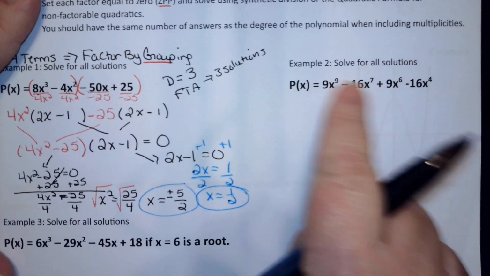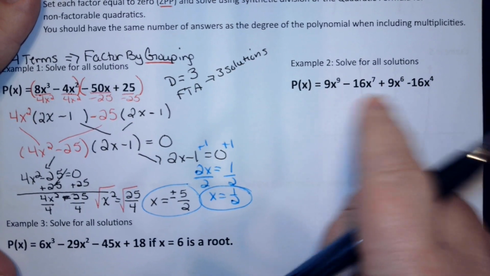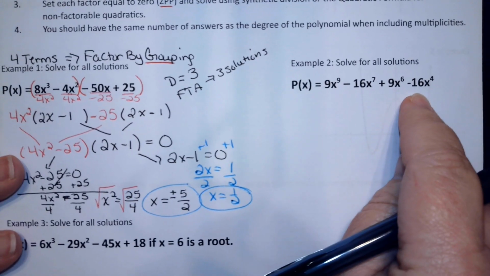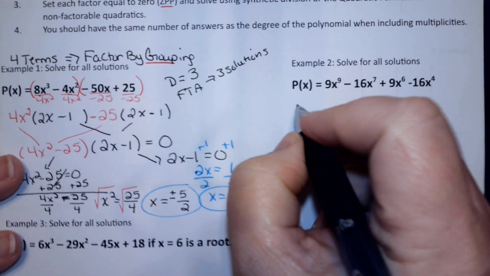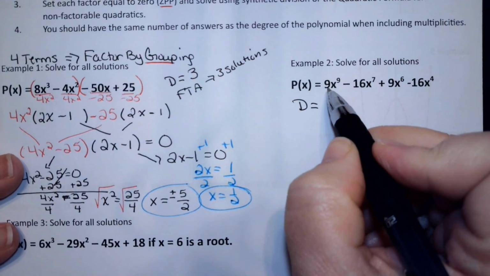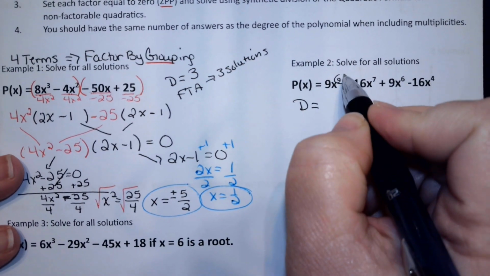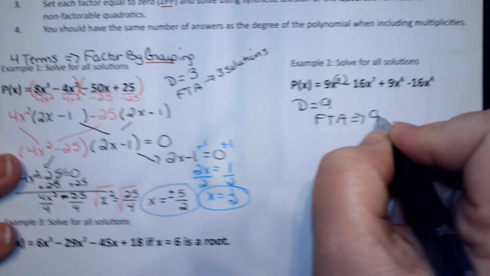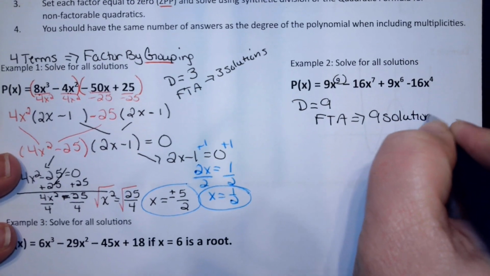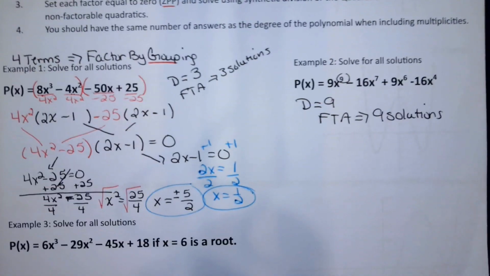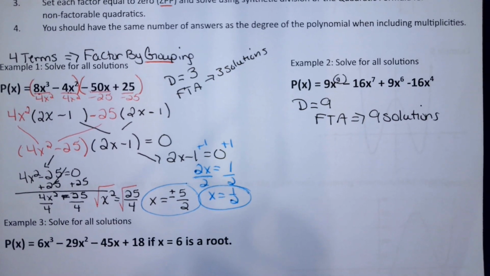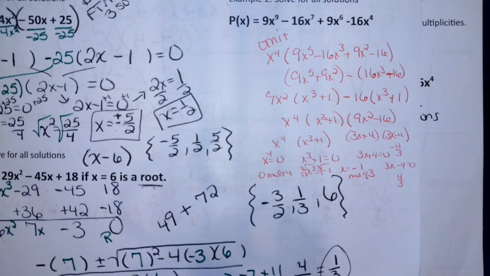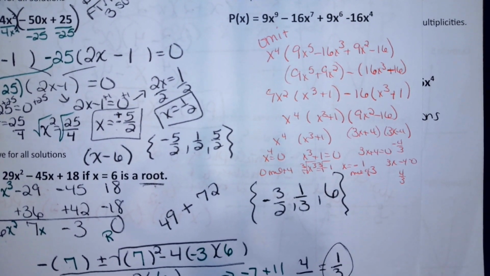Alright, for example 2, it says solve for all solutions. Well, we're not going to solve this one because it takes quite a bit to solve this one. And so I'm just going to look at it and we're going to determine how many solutions we should have. So what is the degree of this function? What is your biggest exponent? Well, the biggest exponent is 9. So according to the FTA, we should have 9 solutions. And if you're really just dying to know how to do that one, I worked it out right here. It's a doozy.